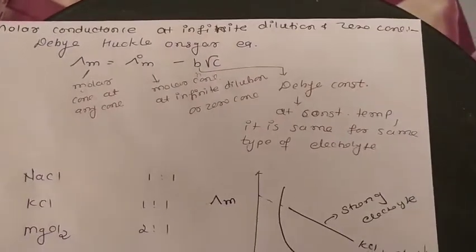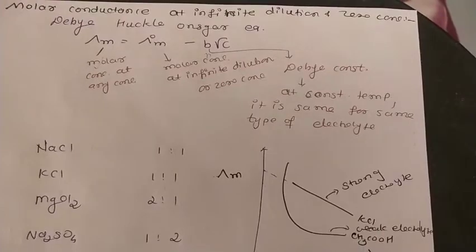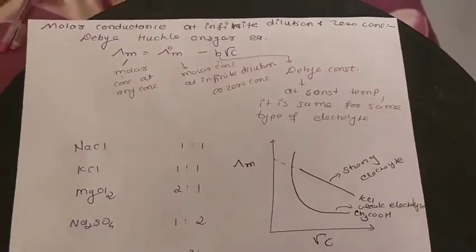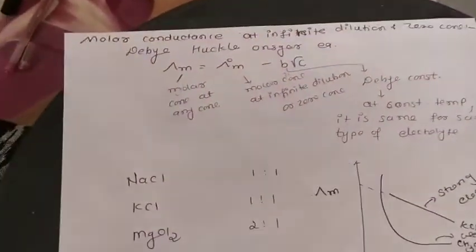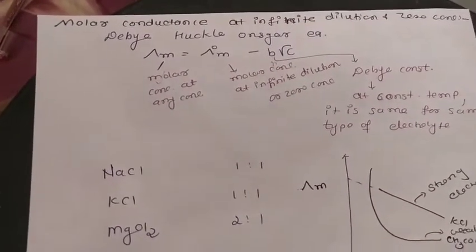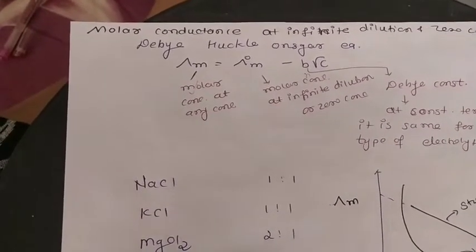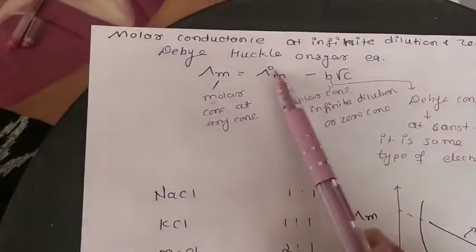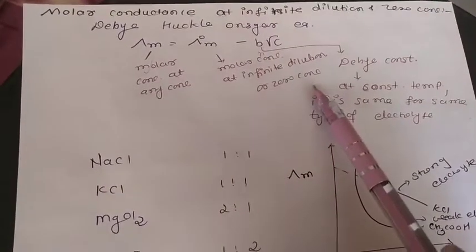Next is molar conductance at infinite dilution or zero concentration. We dilute until we reach a stage where dilution is at its end, meaning we have made the concentration zero. That can be represented by the Debye-Huckel-Onsager equation. Lambda m is the molar conductivity at any concentration, and lambda naught m is the molar conductance at infinite or zero concentration.